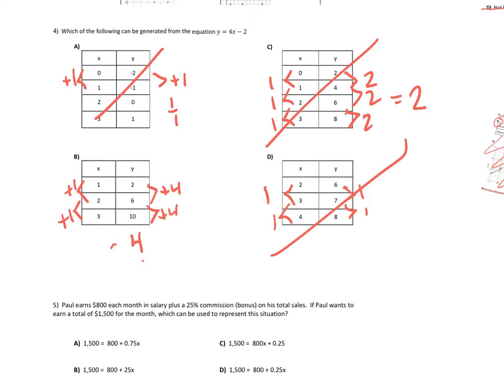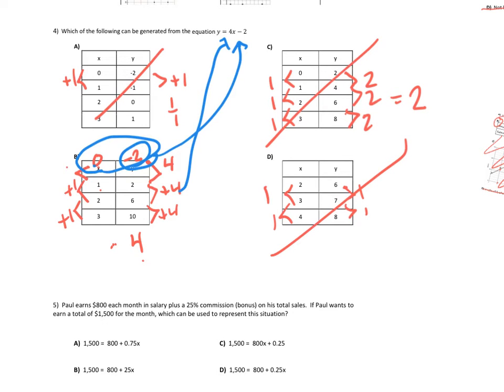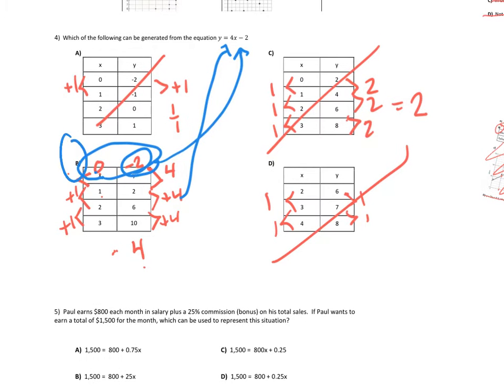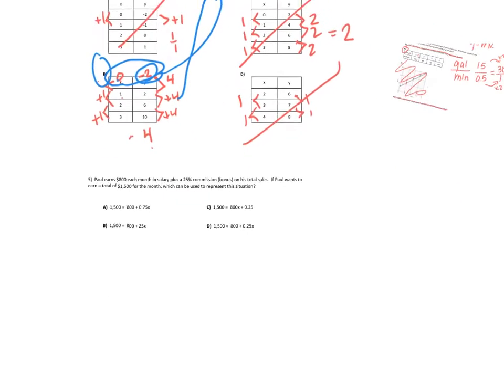We would need to take this point back to 0. So if I went up 1, it would still be plus 1 to 0. Then I would go back 4, and that would give me negative 2. So that would mean at our x, if our x is on 0, our y-intercept is negative 2, which fits our b there, and 4 fits our slope. So answer choice B works perfectly.